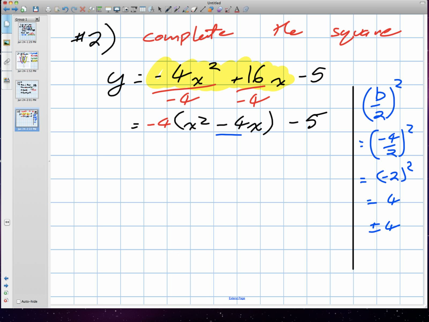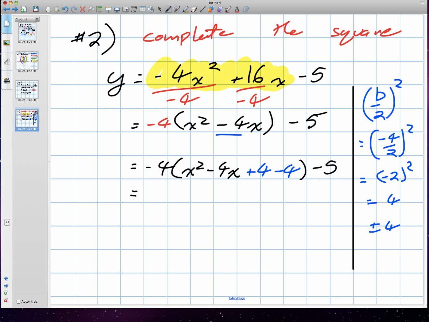Doesn't really matter. x squared minus 4x. Then we're going to add and subtract 4, so plus 4 minus 4, end brackets, subtract 5. Okay? But you can rearrange things as long as you keep the sign in front of it. Something like that.